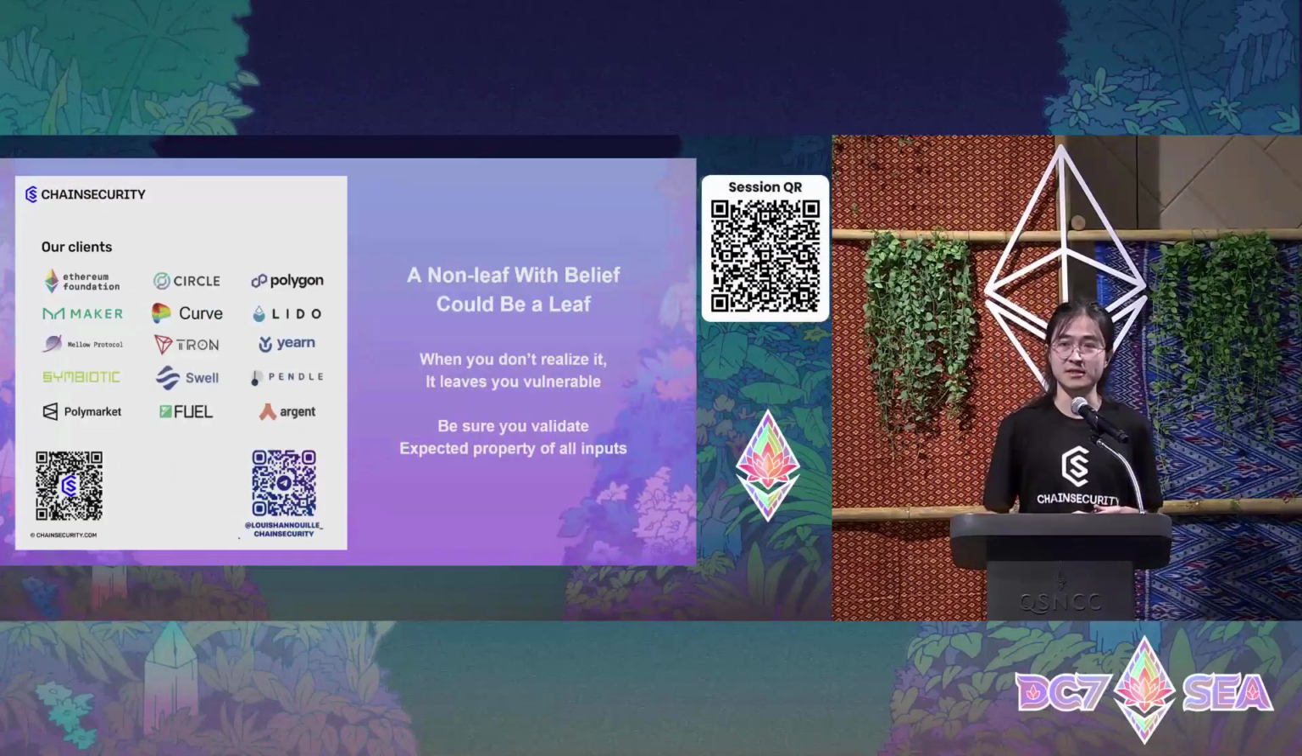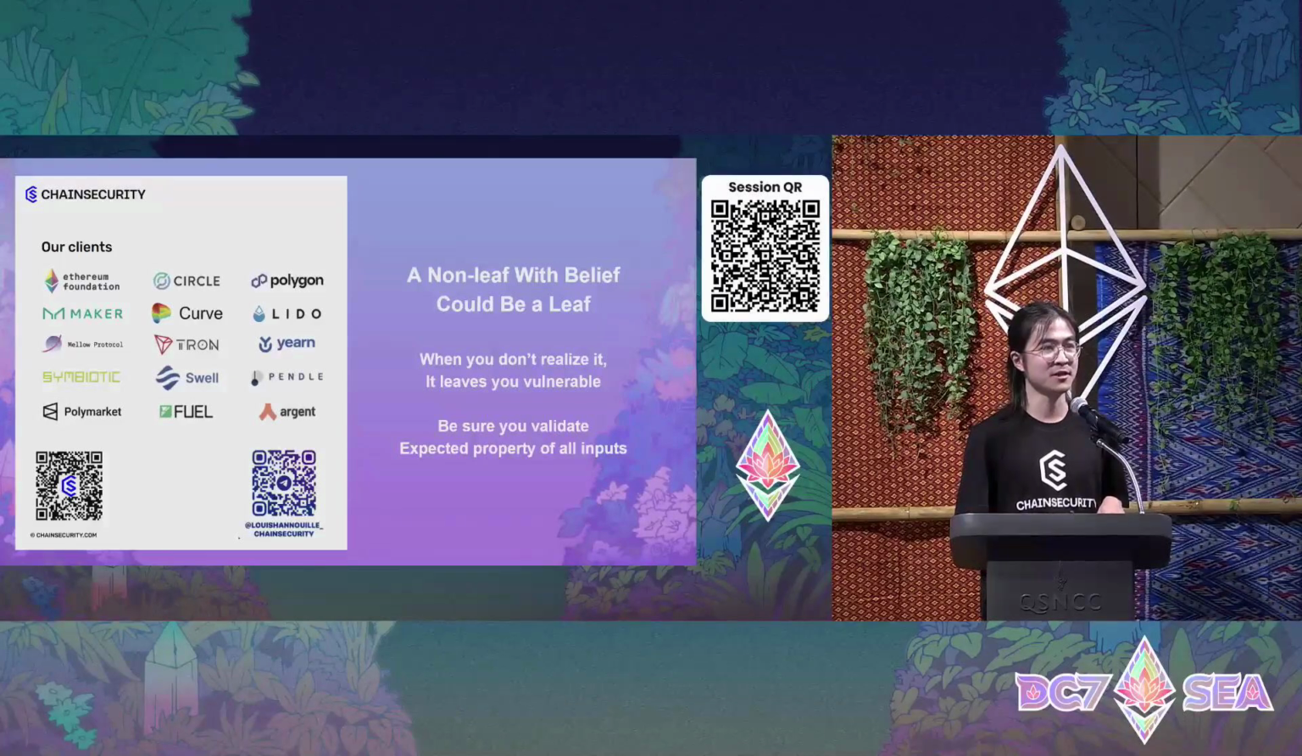So that's the example I want to show you today, and the summary is very simple. A non-leaf with belief could be a leaf. So please ensure that you check all the input and validate all the properties you desire in your protocol. Otherwise, it could become vulnerable easily.